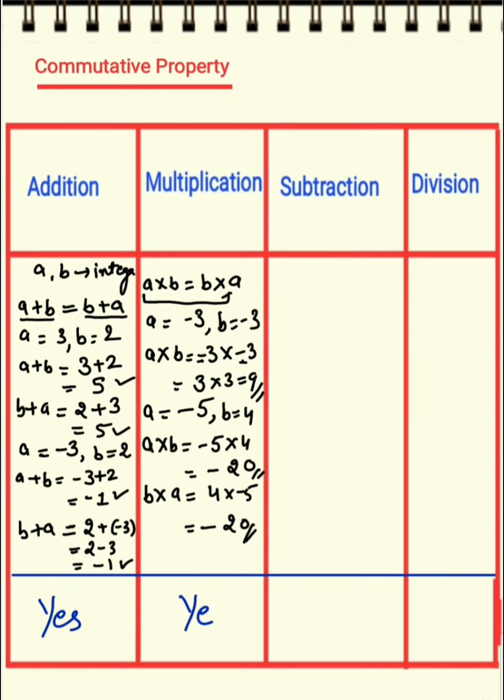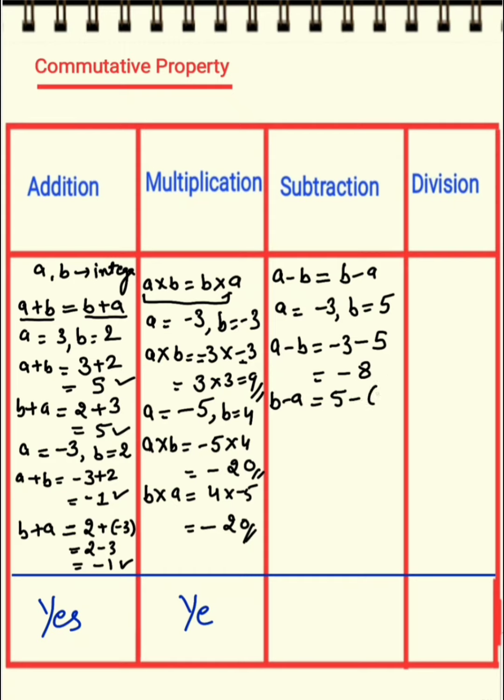It says when we subtract two numbers in any order, we'll get same result. Let's see this property is correct or not. So according to this property, a minus b should be equal to b minus a. Let's see whether this is true or not. So let's take a negative 3 and b 5. Then a minus b is equal to negative 3 minus 5, which is equal to minus 8. And let's see b minus a. B is 5 minus negative 3.